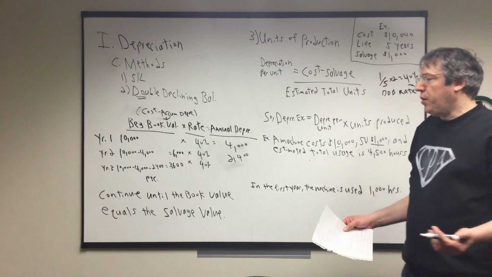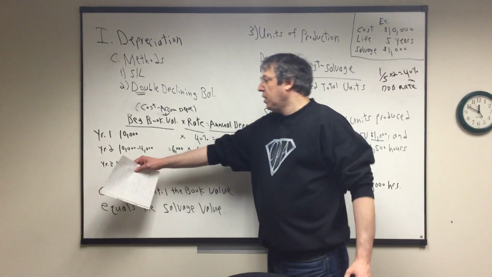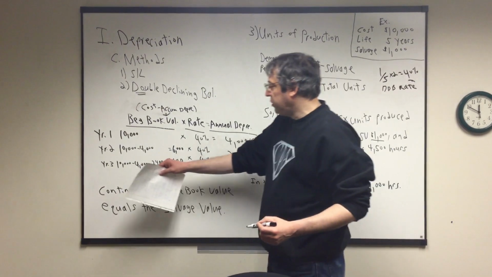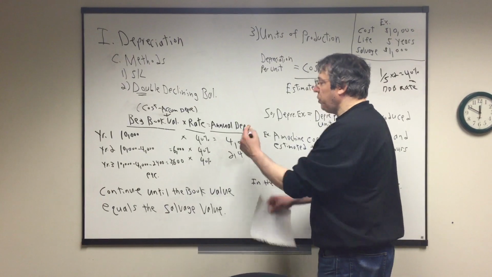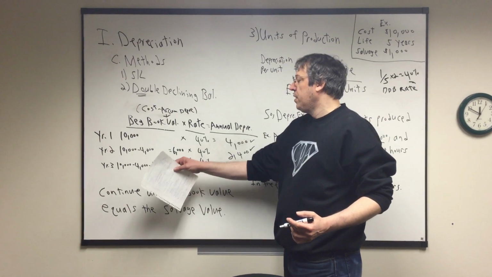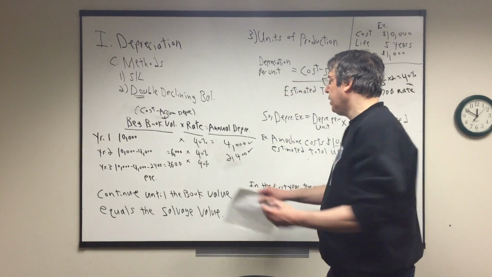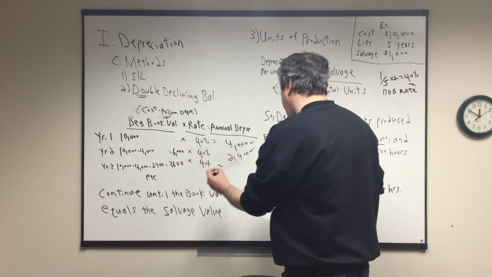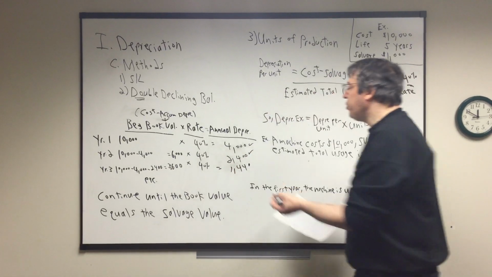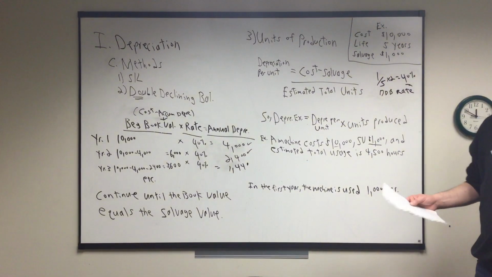Let's do the third year now. Again, we have our cost of $10,000. We subtract out our first year depreciation of 4,000. We subtract out our second year depreciation of 2,400. That's all our accumulated depreciation, right? It's going to give us a net book value of $3,600 times the 40% rate, and that's going to equal $1,440. And that would be the third year depreciation. And we just continue in that manner.